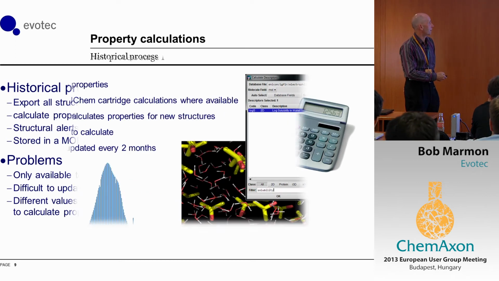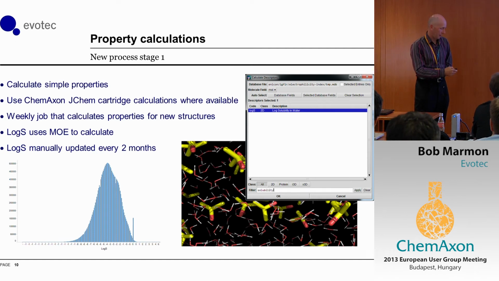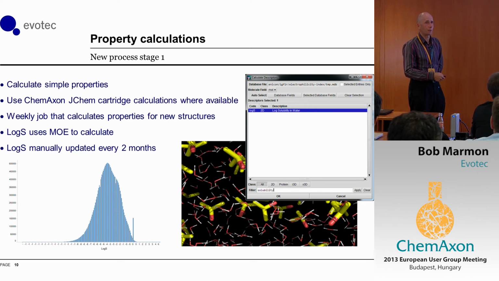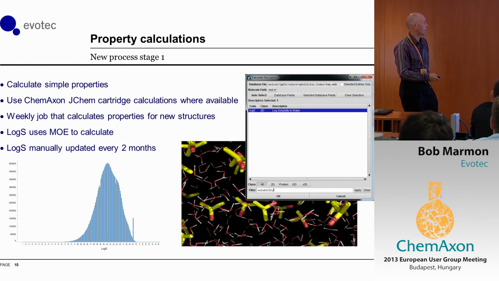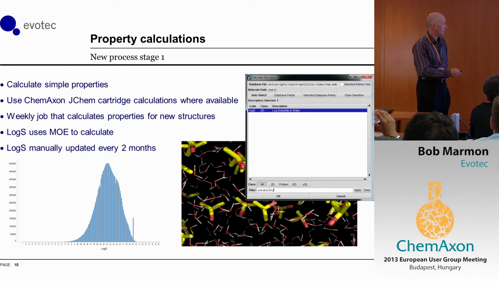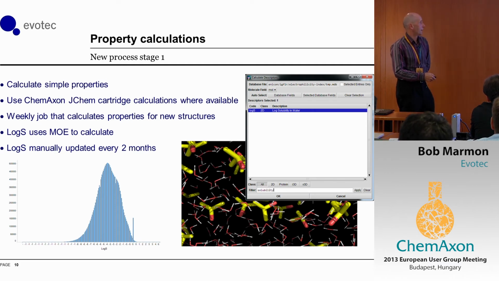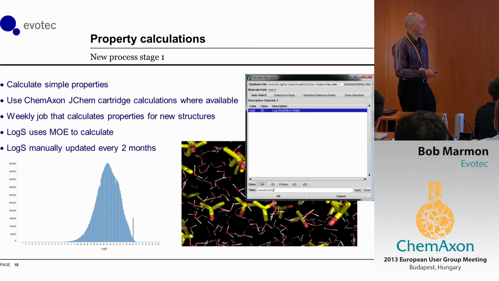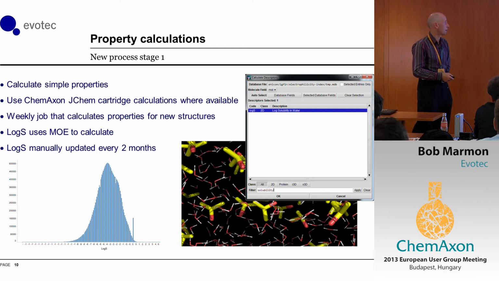So what we decided was we were going to streamline the process. So first of all, we looked at calculating simple properties, like hydrogen bond donors, hydrogen bond acceptors, C log P, on all the compounds in EvoSource. And for those we used the ChemAxon JChem cartridge. And after we'd run them on all the compounds existing in the database, then we set up a weekly job so that as new compounds are added to the database, these properties are automatically calculated.